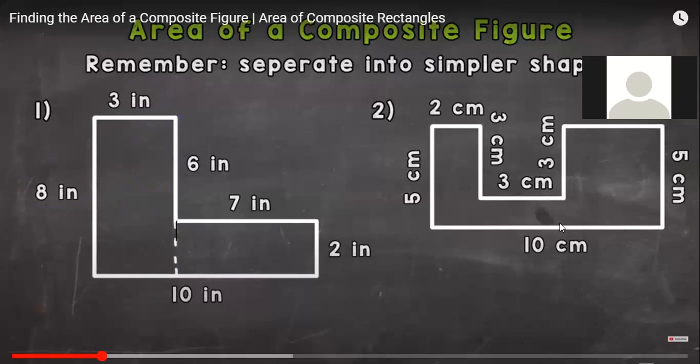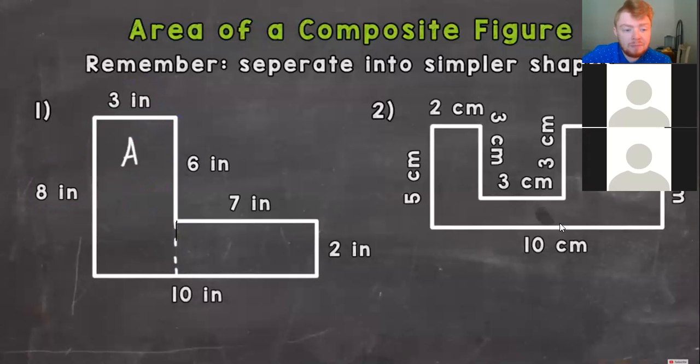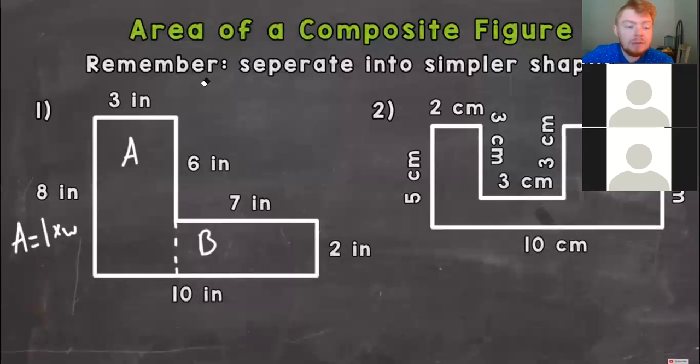Present where I'm cutting it. Now I'm going to name the left rectangle A and the right rectangle B. And that's going to help keep me organized as I work through this problem. So I know that finding the area of a rectangle, area equals length times width. So now let's find the area of our rectangle A and rectangle B.